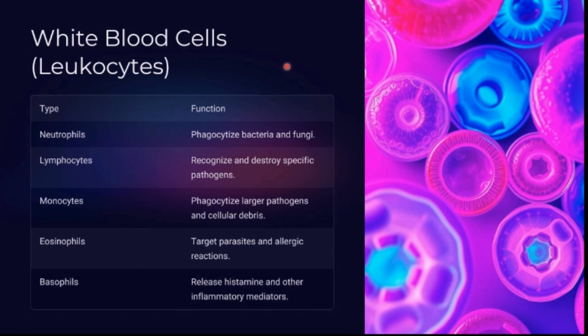So there are several types of WBCs, each with a distinct role in the immune defense. Two categories are there: granulocytes and agranulocytes. In granulocytes, we'll see neutrophils first. So neutrophils, we'll see their function: phagocytosis of the bacteria and fungi.